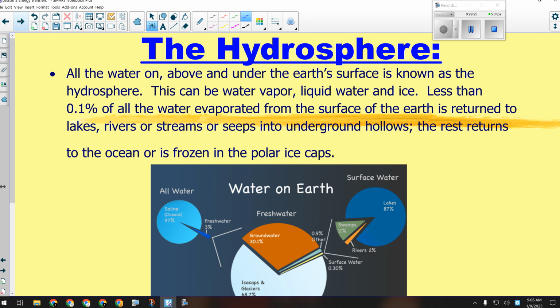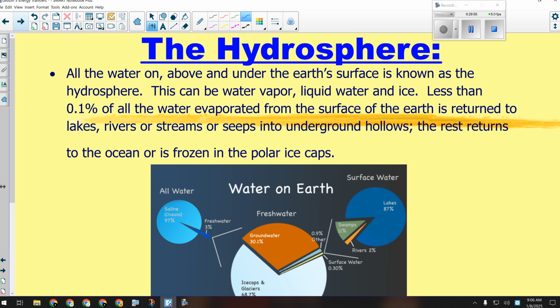All right, so less than 0.1% of all the water evaporated from the surface of the Earth is returned to lakes, rivers, or streams, or seeps underground. The rest returns to the ocean or is frozen in the ice caps and glaciers. So if it was summertime and there was a puddle of water out here, and it evaporated, 0.1% of that water would come back to that spot. It's going to be carried away, right? There's going to be circulation, air movement, it's going to go away.